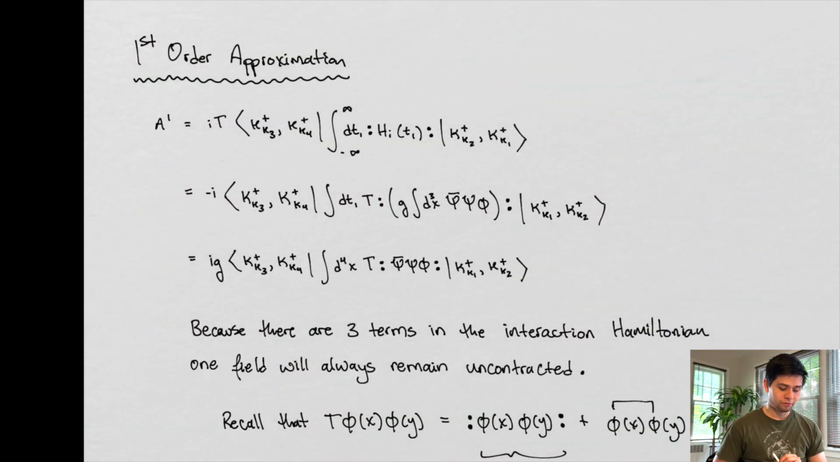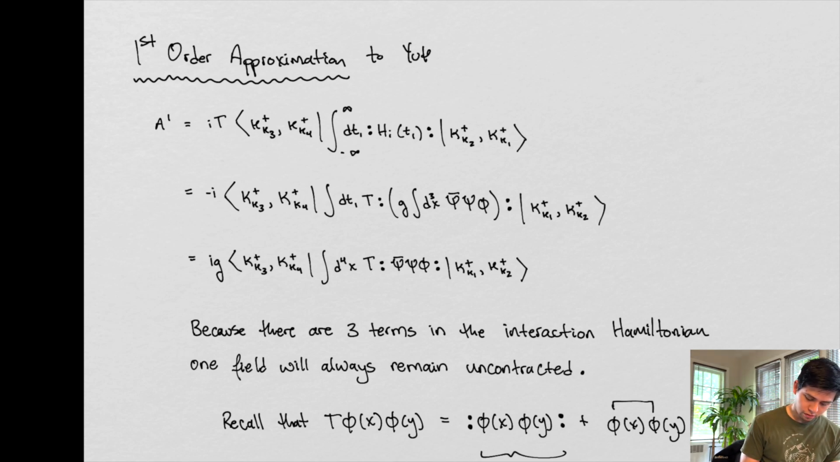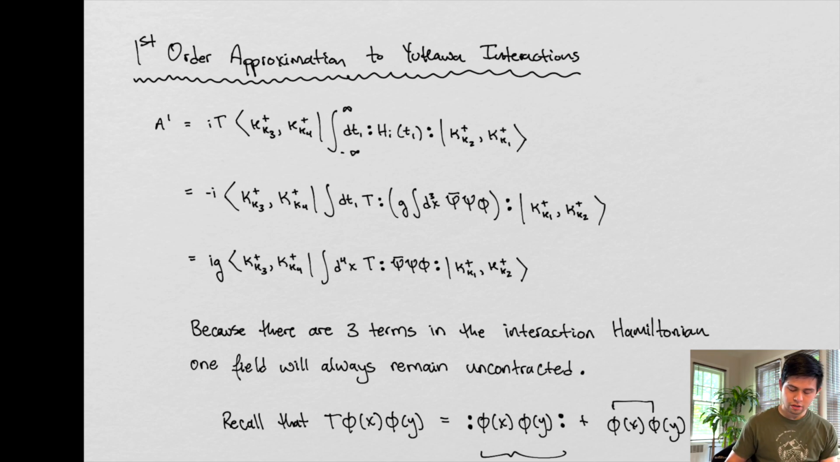So we're talking about first order approximations now to the Yukawa interactions. Okay, so this is actually kind of interesting because what we're going to find is that the first order approximation actually doesn't contribute at all to these interactions, and here's why. So here's our first order term, right?